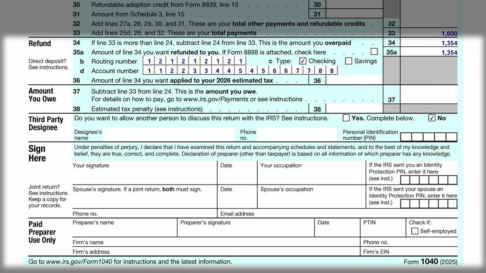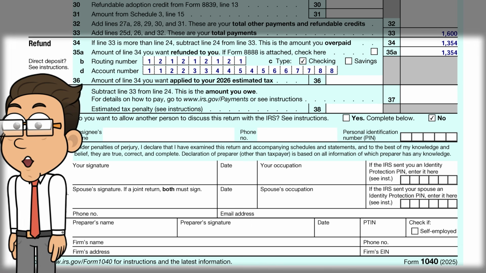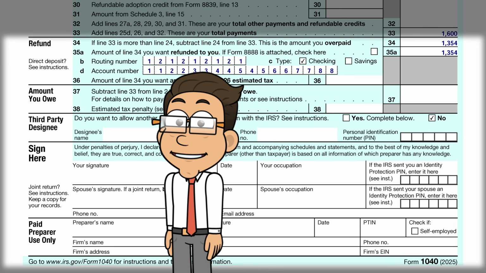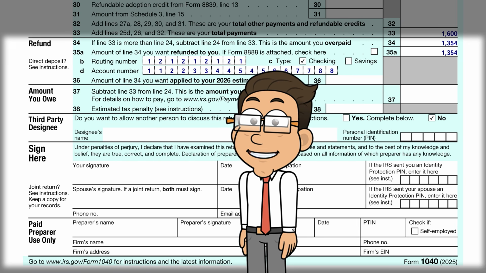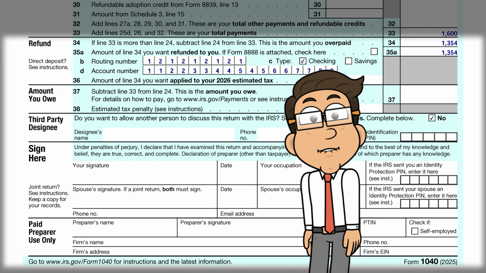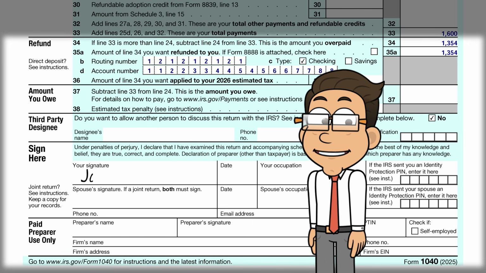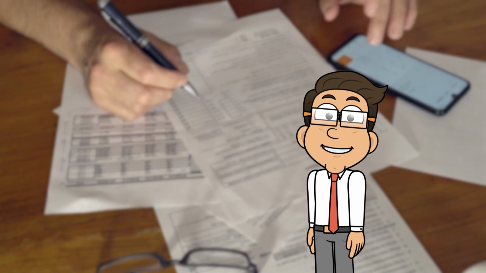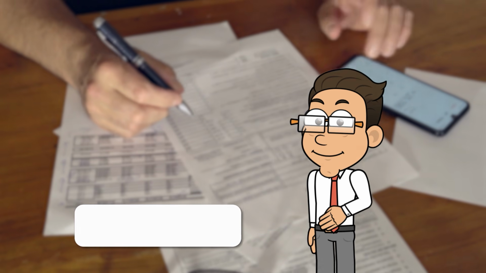The example we just went through is a great starting point, especially for those with simple tax situations like single filers with W-2 income and no dependents. But tax situations can vary. If you have multiple income sources, self-employment income, or more complex deductions, consider using tax software or working with a tax professional to make sure everything is accurate. Once everything is complete, sign and date the return, review it one last time, and file it with the IRS before the deadline. And that's it.